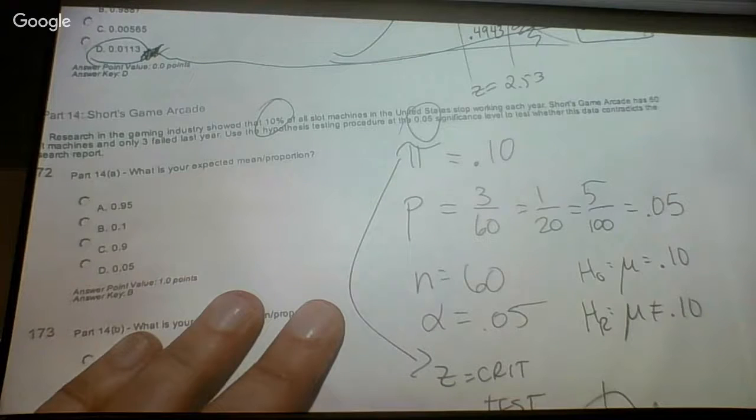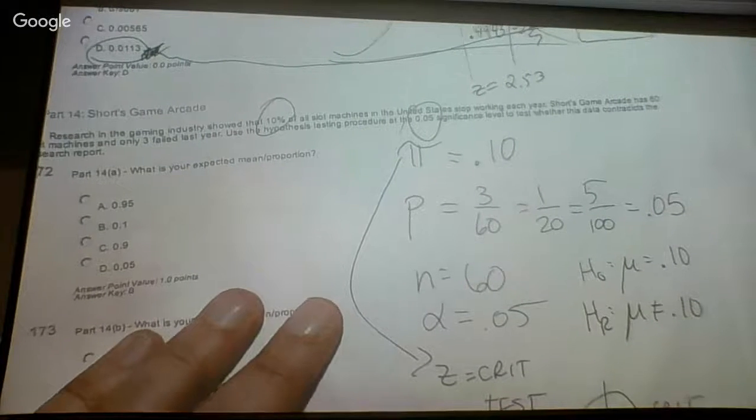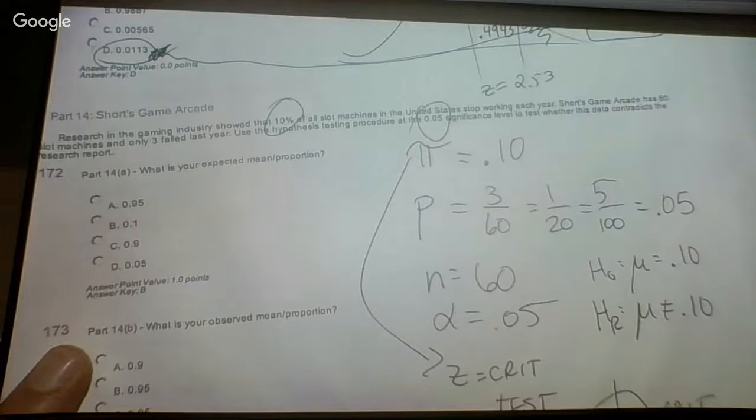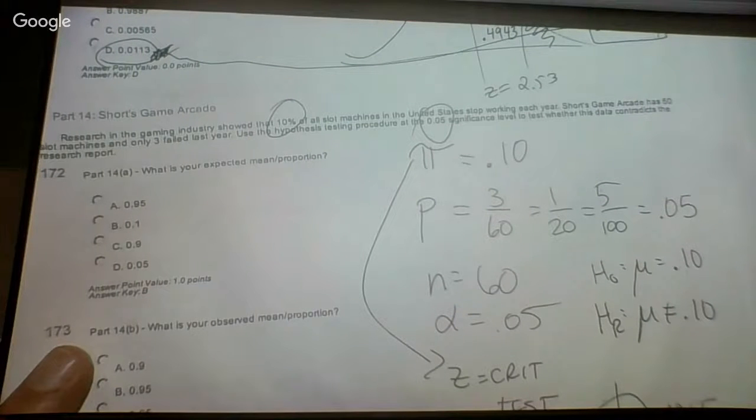For the critical values, separate our distribution into regions where we would accept the null or reject the null. Test statistic, sampling error over standard error.